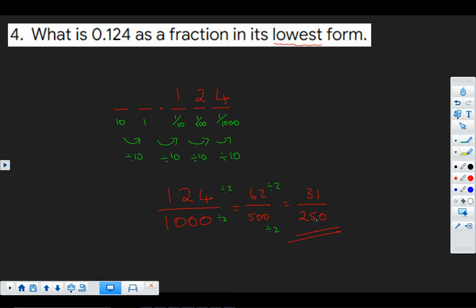I can see quite quickly that that is the correct answer because I know that 31 is prime. So does 31 go into 250? Well, the 250 ends in a 0, so 10 must go into it. Well, 10 31s are 310, which is bigger than 250. So I'm sure that that is my simplest form.